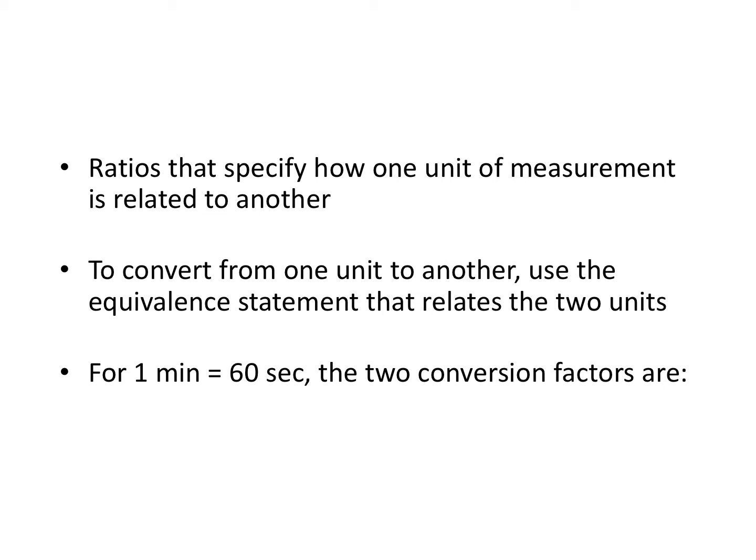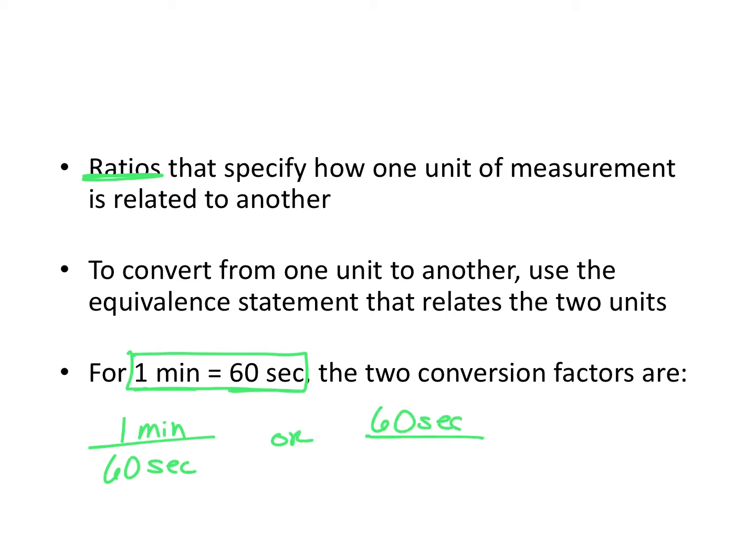To convert from one unit to another, we're going to use what we call an equivalence statement that relates those two units. For example, we know that in 1 minute, there are 60 seconds. So this right here is an equivalence statement. To write these as conversion factors, which are ratios, there are two different ways we can do it. We can say 1 minute per 60 seconds, or we can say 60 seconds per 1 minute. Both of these are conversion factors.